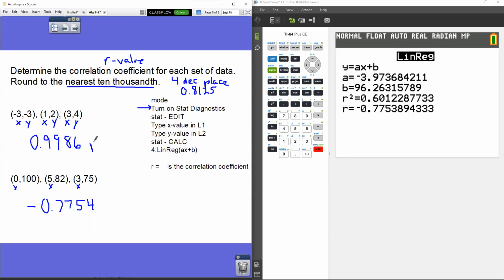Now, when you're looking at R values, this one would be positive because our R value is positive. This one would be negative because our R value is negative, all right? The graph of this one, the dots would be going up. The graph of this one, because our R value is negative, the dots would be going down. This would be very, very close to +1, so these dots would almost form a straight line. This one would form a straight line going down, but the dots would be a little bit more spread apart.